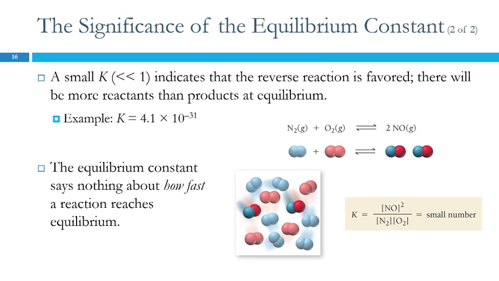So the equilibrium constant, again, doesn't tell us anything about how fast the reaction gets to equilibrium. It only tells us about what the equilibrium is. If you want to know how fast, you have to go back to chapter 15 and find the rate constant.